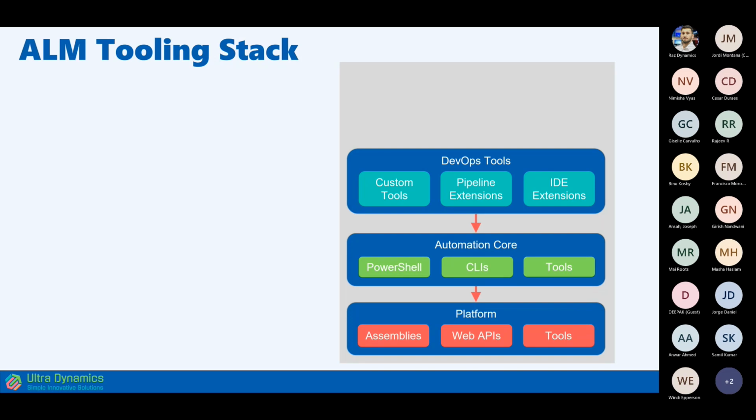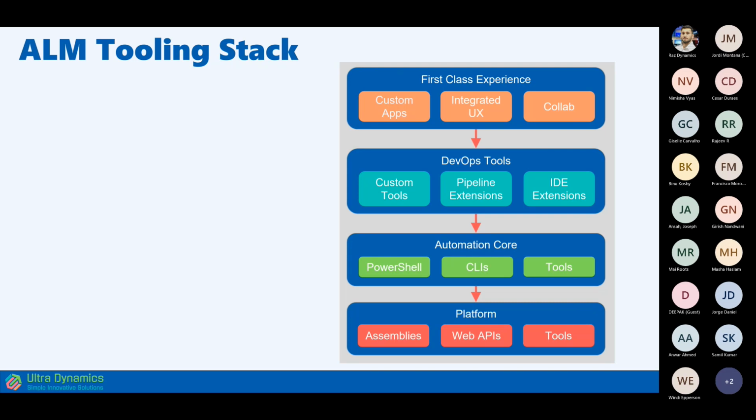So if you want to go beyond that, and you're starting to see a trend in terms of a more first-class experience, you may not want to work at the pipeline level. You may have a button, for example, in the portal that allows you to kick off a deployment, or you may work within Teams, or you may have a custom app that abstracts all these layers below and just gives the user one button.